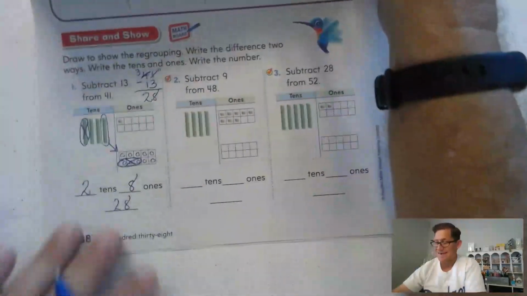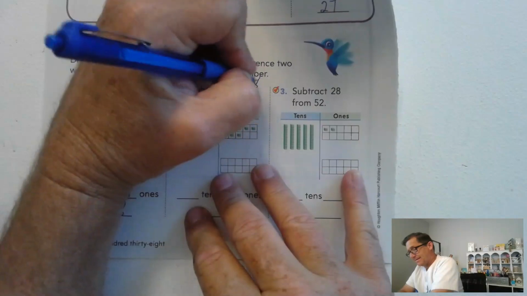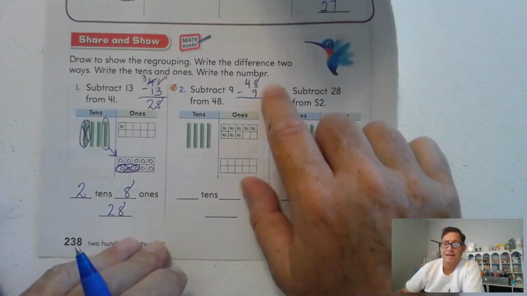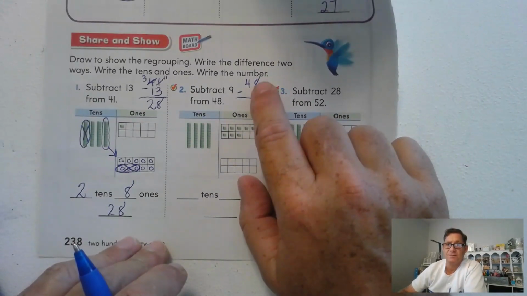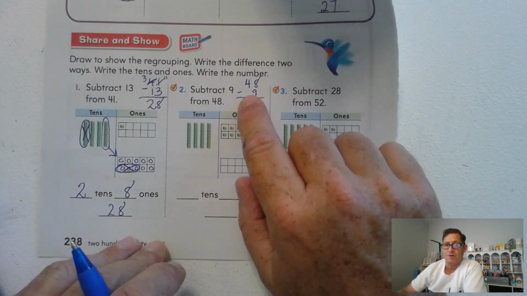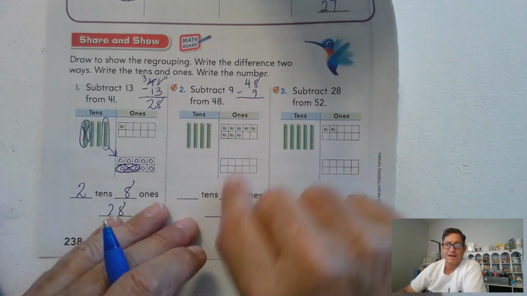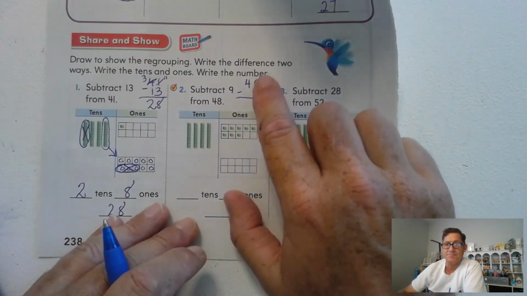All right, subtract 9 from 48. So we have 48 and we need to subtract 9. Make sure that when we line these up, that we line up place value. There's 9 ones, so it goes underneath the 8 ones. There aren't any tens in 9. All right, 48, and I have to take away 9. Well, that's not possible. 9 is bigger than 8.